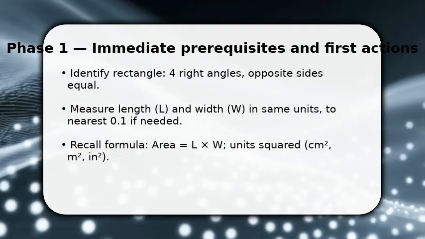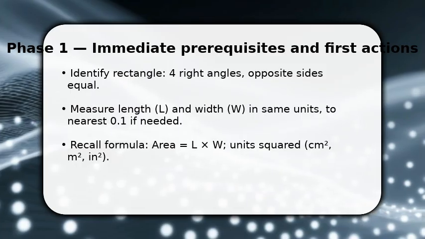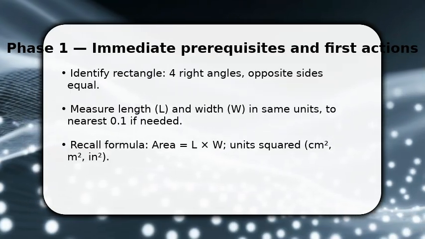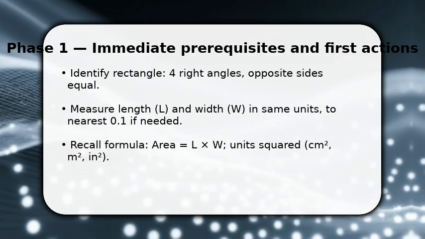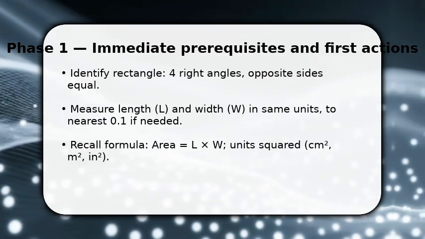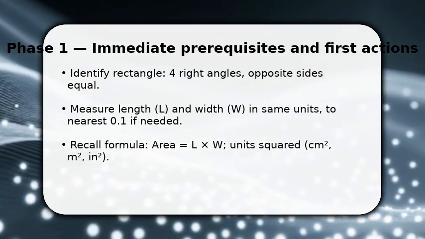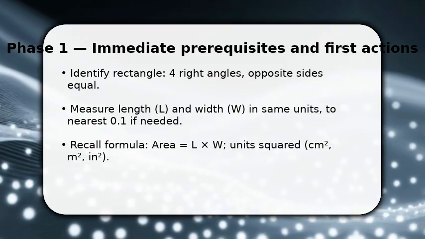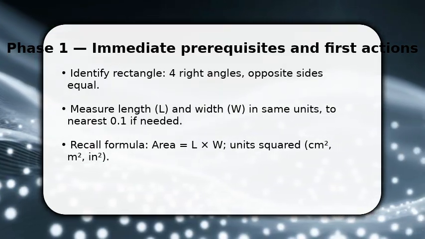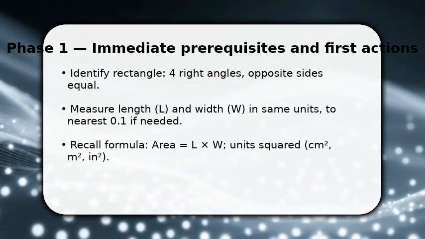You start by confirming the shape is a rectangle, then measure length and width using a ruler or tape. Make sure both measurements use the same unit, otherwise convert first. Once done, write down L and W and the formula: area equals L times W. You do this now so calculations are simple and consistent.